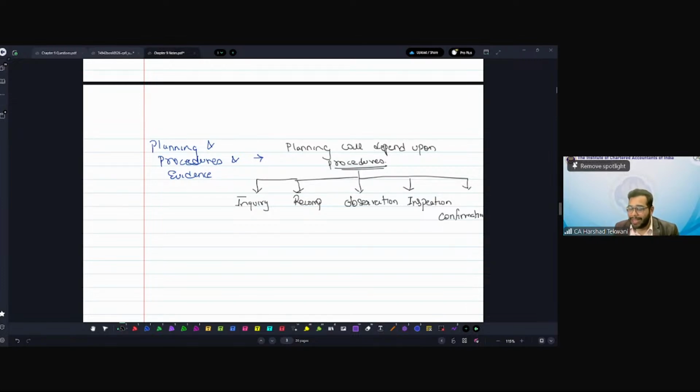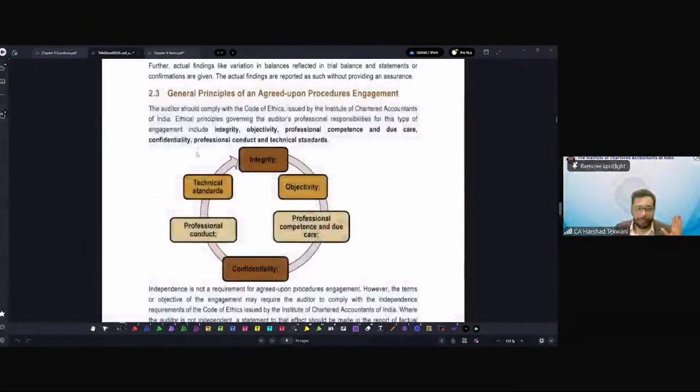Now let's talk about the study material. We'll go to the study material. Over there, we'll go through the chapter and we'll see whatever we have discussed. See, now, these were the general principles that we discussed, that the auditor or the person who is performing the procedure has to comply with, which include integrity, objectivity, professional competence and due care, confidentiality, professional conduct, and technical standards. Again, independence is not required for agreed upon procedures because here no assurance is there.